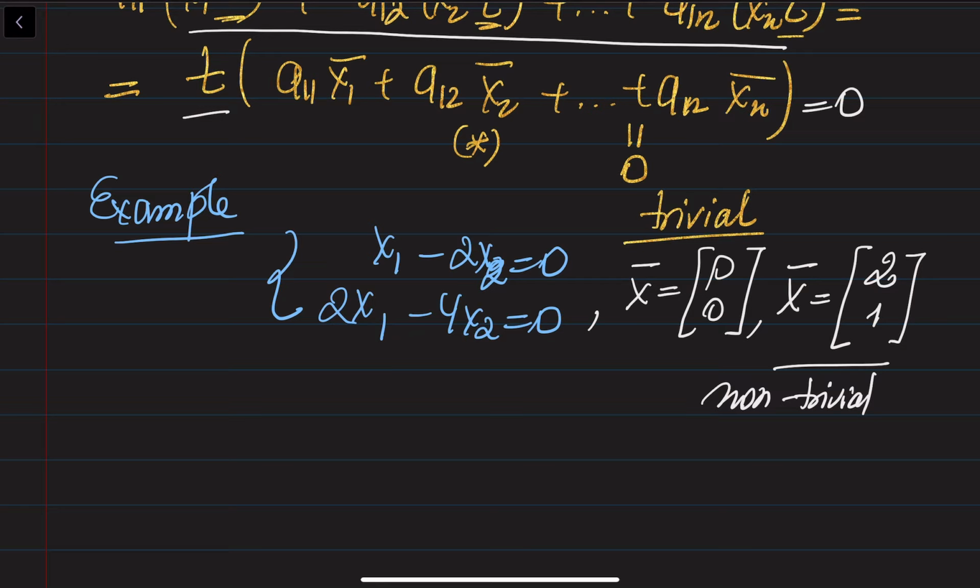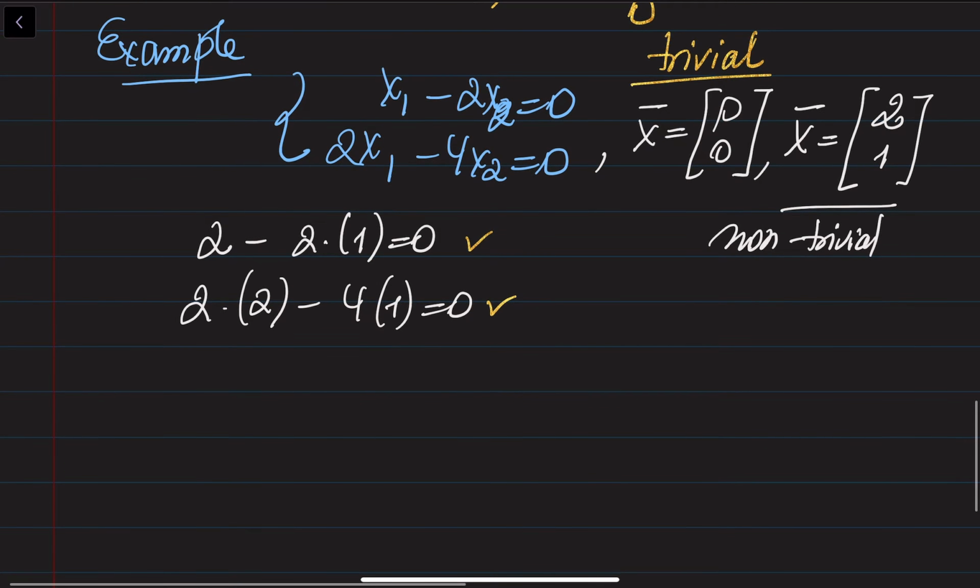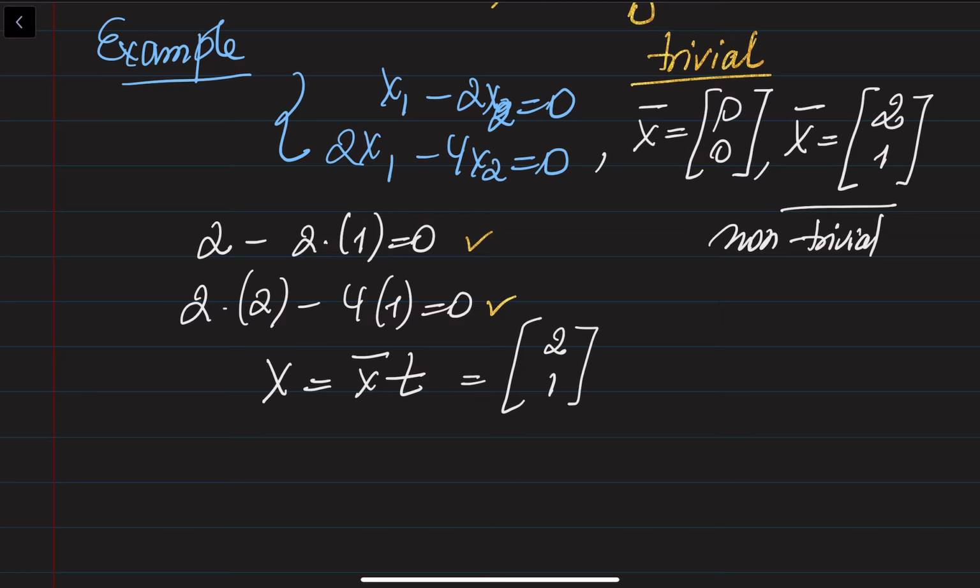If I substitute x1 with 2 and x2 with 1 in the first equation, it's going to be 2 minus 2 times 1, which is equal to 0, which is true. And if I substitute this in the second equation, it's going to be 2 times 2 minus 4 times 1, which is also equal to 0, which is again true. So what does the theorem tell you? That the solution x, which is equal to x bar times t, is also a solution. So essentially, 2, 1 times t, or 2t and t, is also a solution.